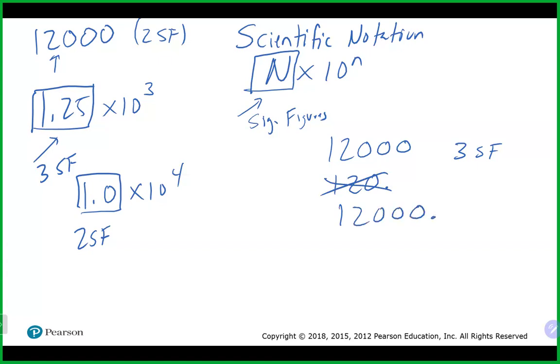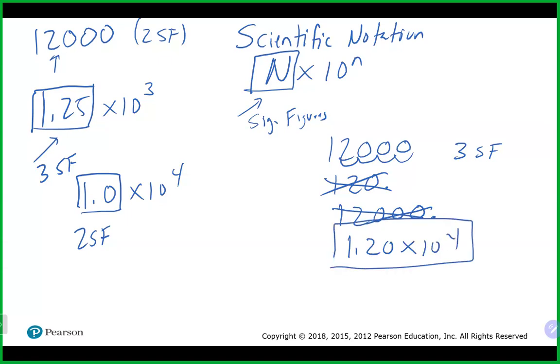You put a decimal at the end, which keeps it at 12,000. But now how many significant figures do I have? I have 5. Again, not what we're looking for in terms of 3. So the only way you could do it is go 1, 2, 3, 4 and do a 1.20 times 10 to the 4. Now I have 3 significant figures, and by writing in scientific notation, it keeps the value of 12,000 basically. So sometimes that does happen.